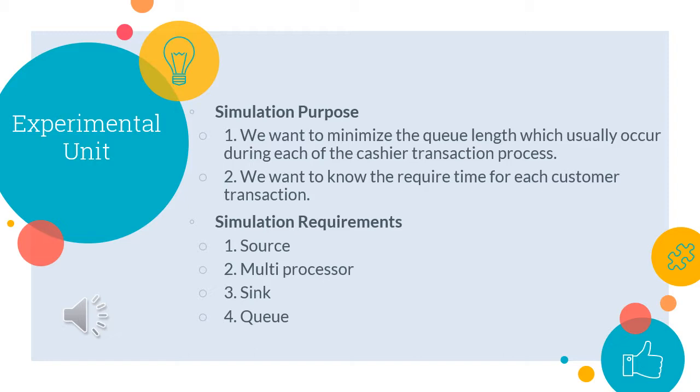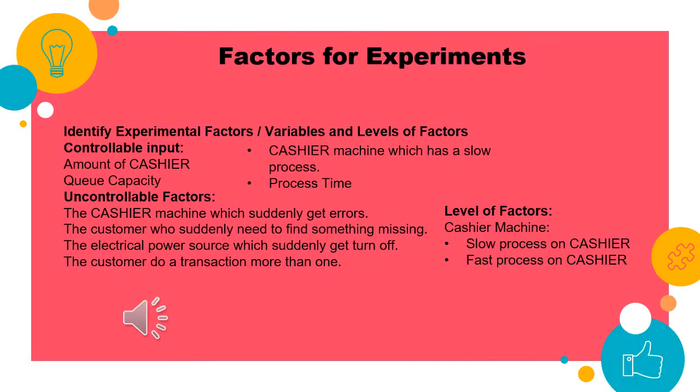So in simulation requirement, we have four requirements: the first is source, the second is multiprocessor, the third is sink, and the fourth is queue. Okay, next we go to the factor for experiment. In this slide, we identify experimental factor, variable, and level of factor.